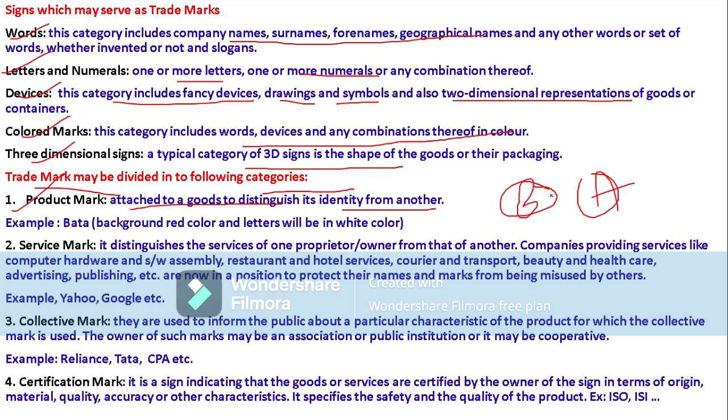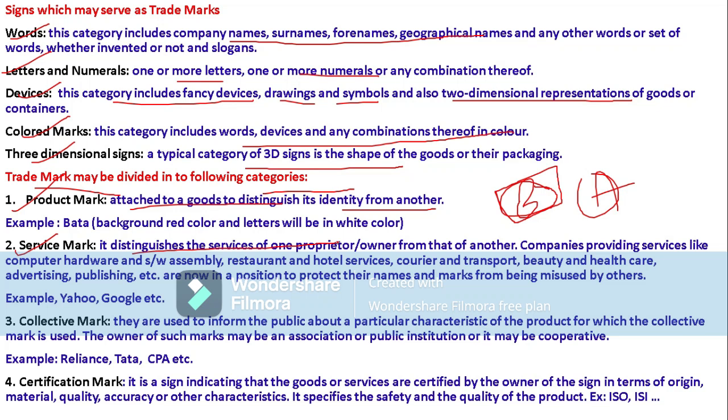For example, if we see Bata, Bata has a different picture. We know that the background will be in red color and the letters BATA will be in white color. So the product mark differentiation, the distinction, can be seen from one product to another. Now in service mark, it distinguishes the services of one proprietor or owner from another.